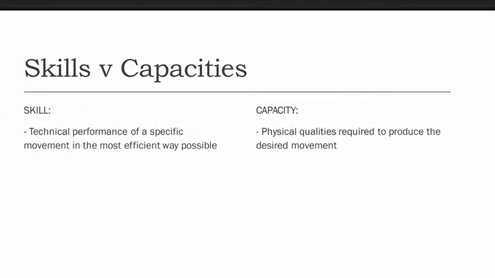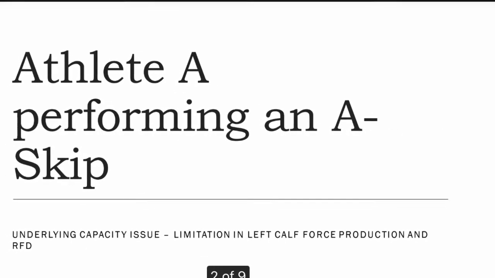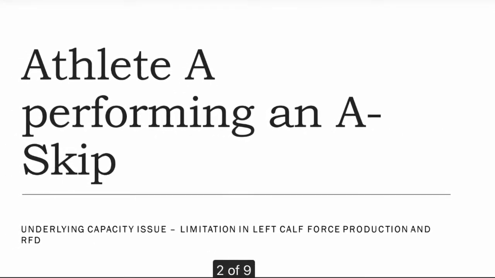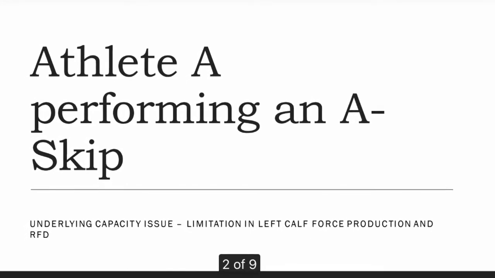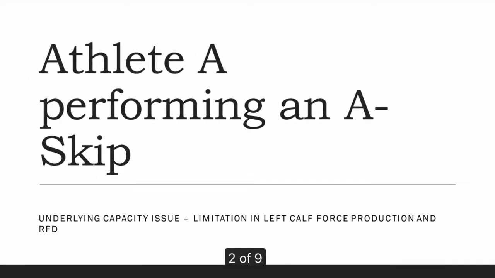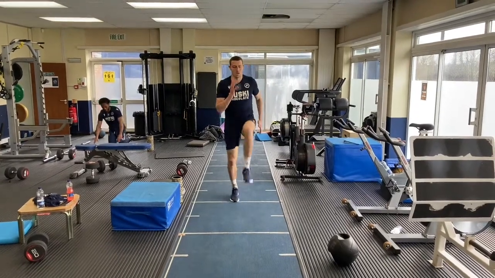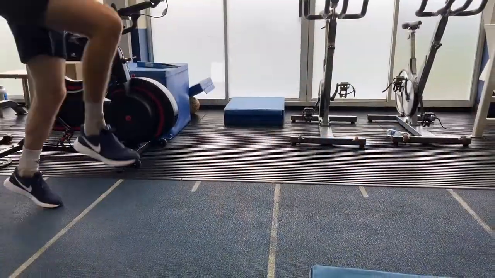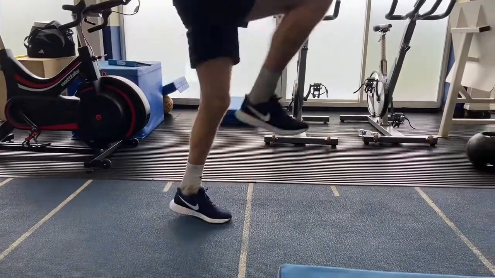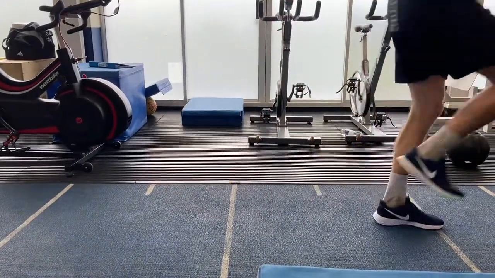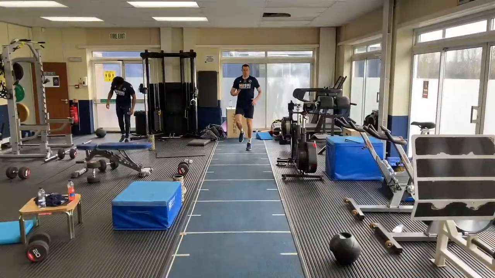First off, we've got athlete A, who will be performing an A skip, and they have an underlying capacity issue of a limitation in left calf force production and rate of force development. So this is an athlete that has experience using this drill, and as we can see from front and side on views, has a technical capability to achieve some of the positions we're looking for.